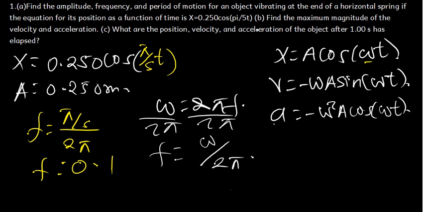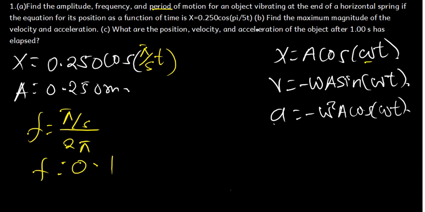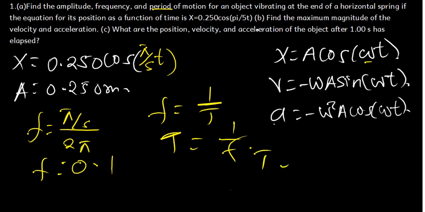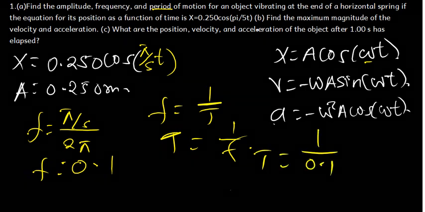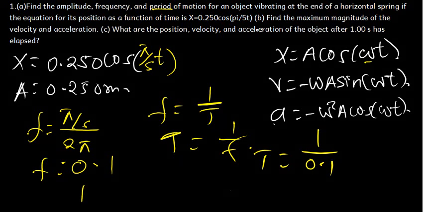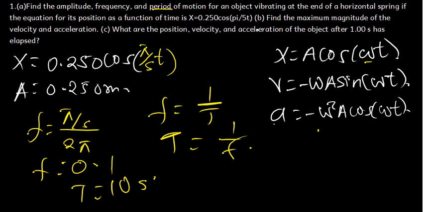Now we have been asked to find the period as well. We know that the frequency is also given by 1 over period, meaning that period is equal to 1 over frequency. So we have 1 divided by 0.1, which gives us 10. So our period is just basically 10 seconds. So we are done with part A. Let's go to part B.